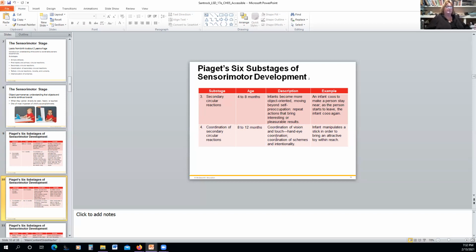Coordination, they start to be very intentional with what they do. They can start to see things, reach for them intentionally. So everything right around age of 12 months is very intentional.